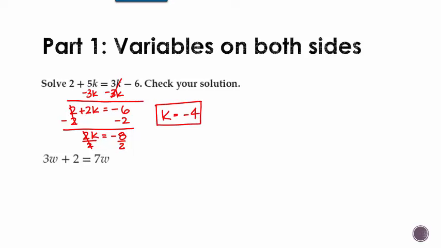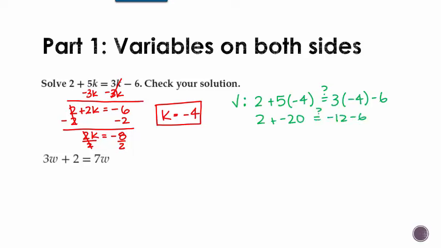And remember, you can always plug these in and check them, so you should know if you're getting them right or wrong. The difference with these is we're going to have to plug this in 2 different places. So for both k's, I'm going to replace it with negative 4. So on this side, I end up with 2 plus a negative 20, and I want to know if that's equal to negative 12 minus 6. And on both of these, we get negative 18. So we know we did the problem correctly.